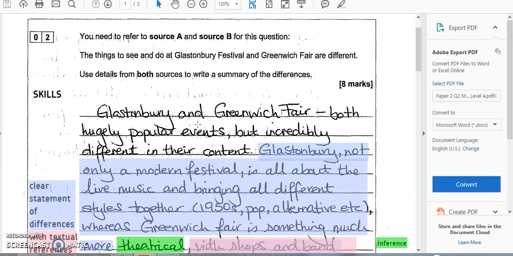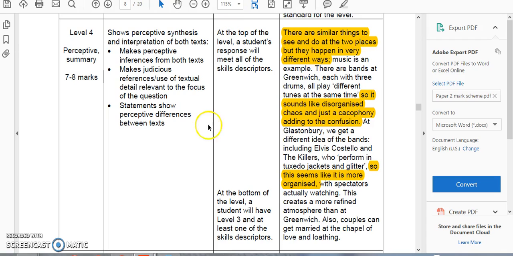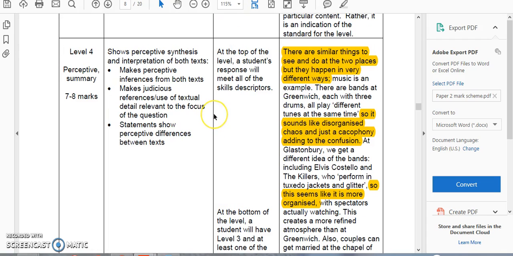Okay, so we've had a look at a low-level answer to this question. Now we're having a look at a really high-level answer and seeing what the difference is. If you recall, at the higher levels, we're looking for students who are perceptive, making perceptive inferences from both texts, making perceptive judgments about what the text might mean. You have dealt with some of this in the worksheets that you've done.